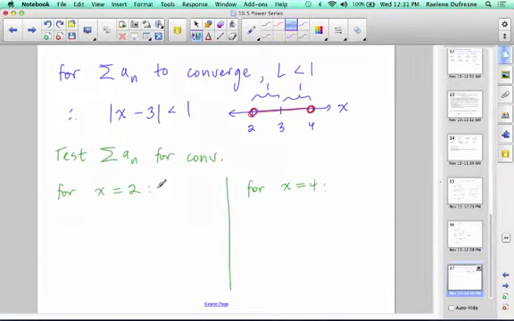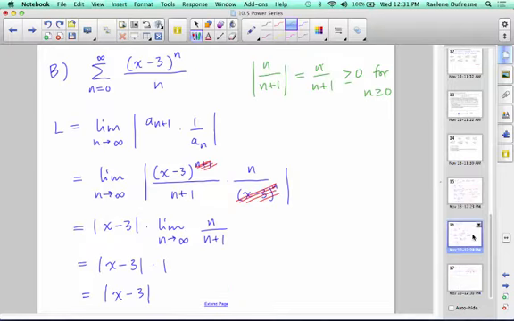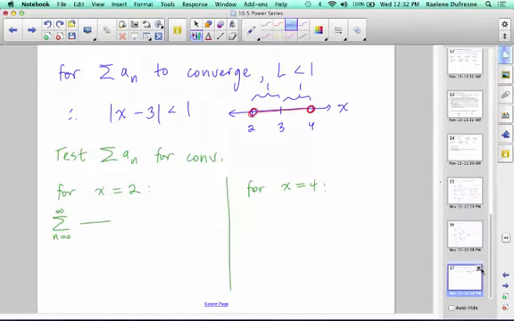So when x is equal to 2, the series turns into the series from n equals 0 to infinity, and if you recall, it was x minus 3 to the n over n. When x is 2, 2 minus 3 is negative 1, and we end up with negative 1 to the n over n. And we should recognize this. This is the alternating harmonic series, which from before we have proven to converge by the alternating series test.